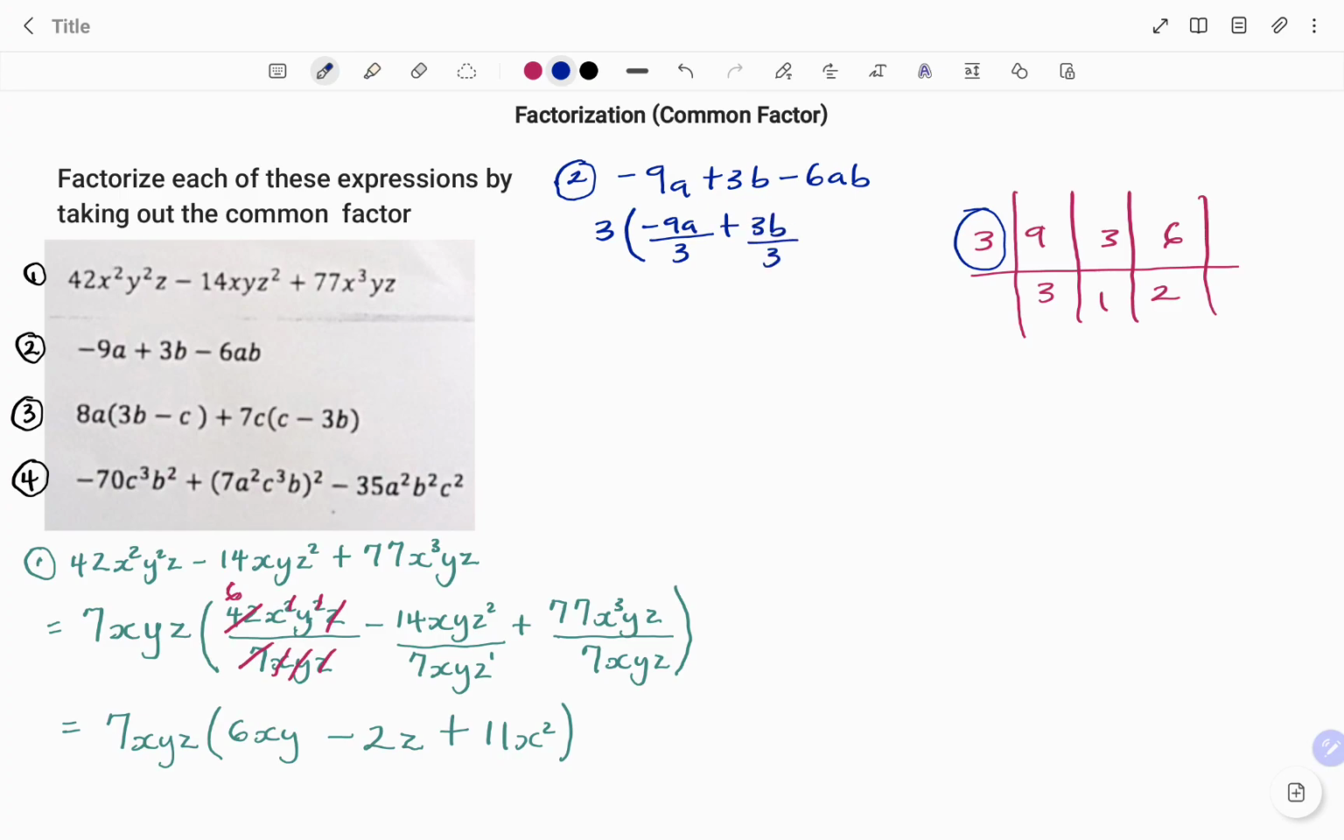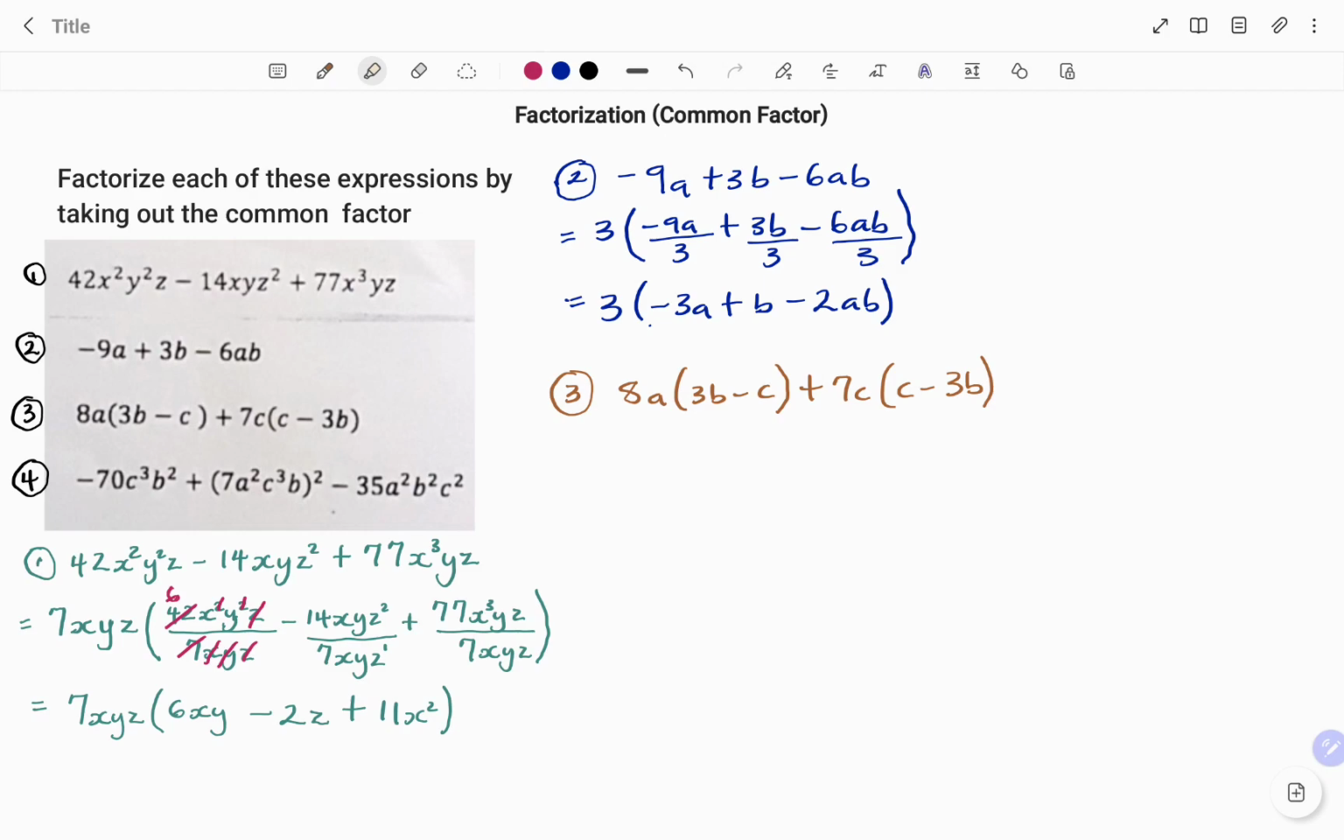We have 3b over 3 minus 6ab over 3, close bracket. Therefore, our answer will be, we still have our 3, which is the common factor, in bracket, minus 9a divided by 3. 9 divided by 3, that will be minus 3a, plus 3 divided by 3 is 1, so we are left with our b, minus 6 divided by 3, that's 2, then ab. That's our answer.